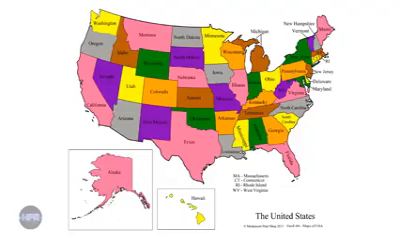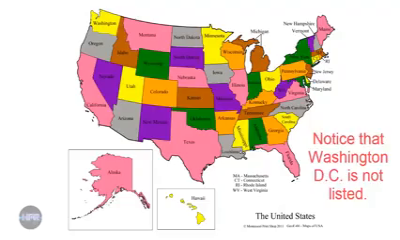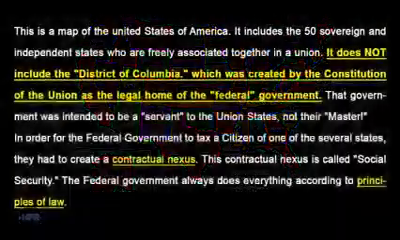The Buck Act and the United States of America. This is a map of the United States of America. It includes the 50 sovereign and independent states who are freely associated together in a union. It does not include the District of Columbia, which was created by the Constitution of the Union as the legal home of the federal government.